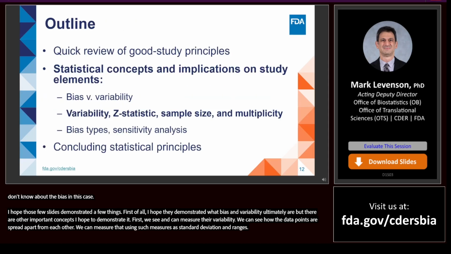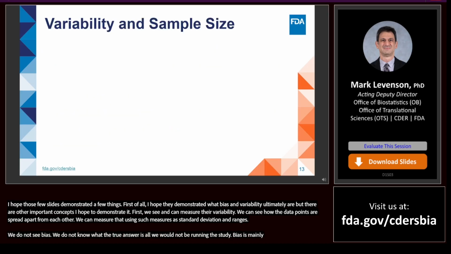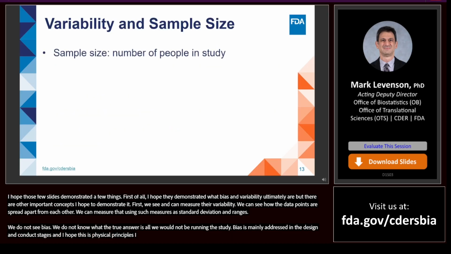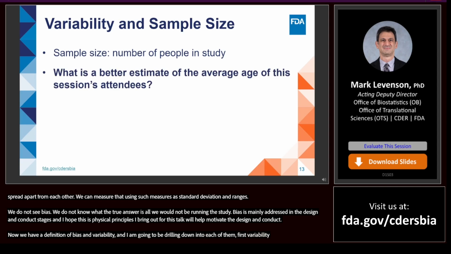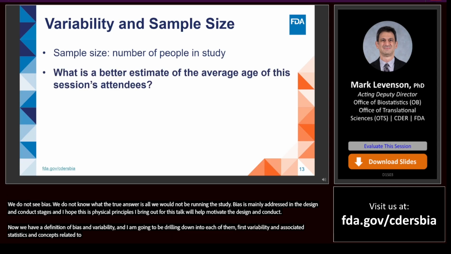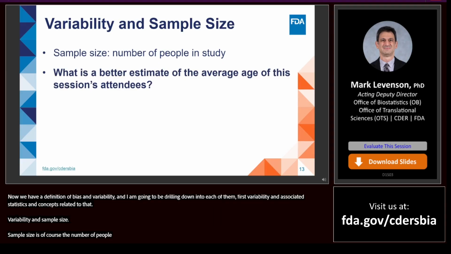Now we have a definition of bias and variability, and I'm going to be drilling down into each of them. First, variability and associated statistics and concepts related to that. So variability and sample size. Sample size, of course, is the number of people in the study. I'm going to ask you a question. What is a better estimate of the average age of this session's attendees? Now, there may be over 1,000 attendees in this class, and we would like the average of those 1,000 values, but we're going to take a sample of the attendees, as is often done.